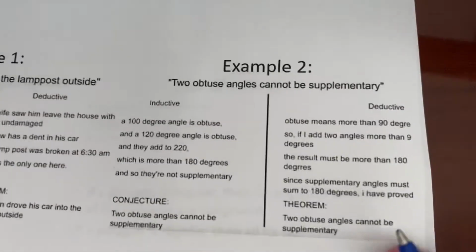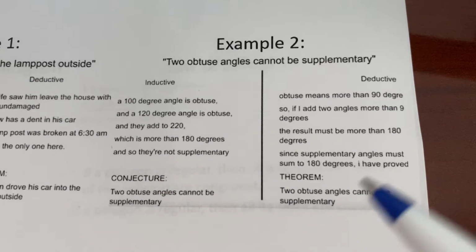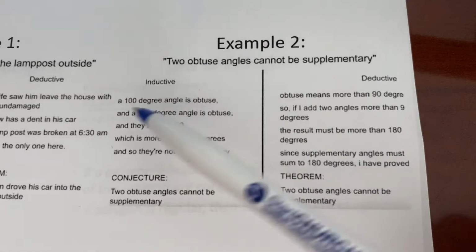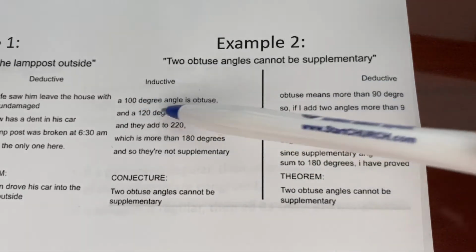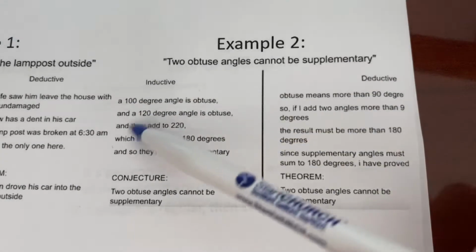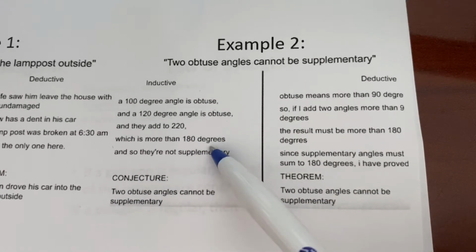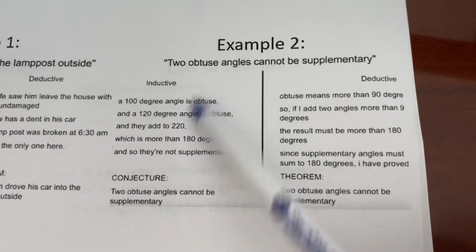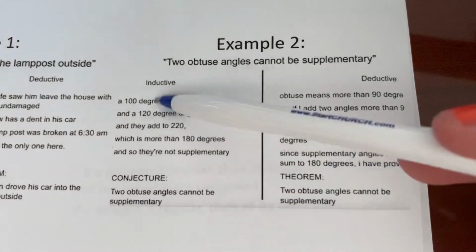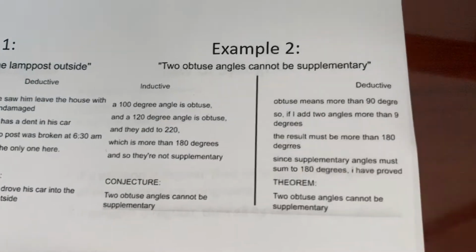All right, so over here in example 2, this is more math, right? Example 2: obtuse angles cannot be supplementary. Okay, so inductive: a 100-degree angle is obtuse, a 120-degree angle is obtuse. They add to 220, which is more than 180 degrees, so they're not supplementary. So this one we're just using an example. But does this cover all of them? No. It just gives one specific example.